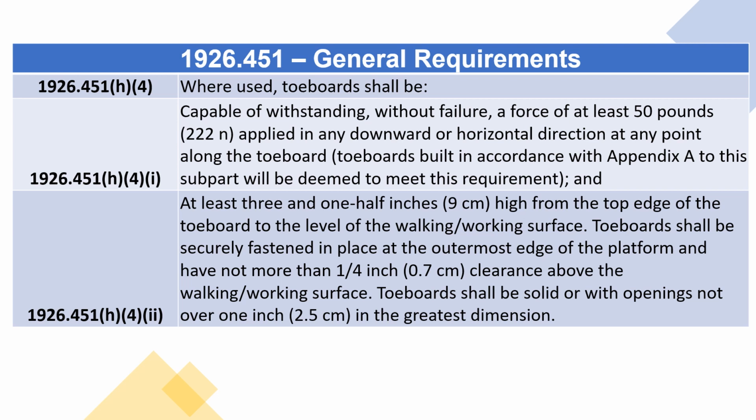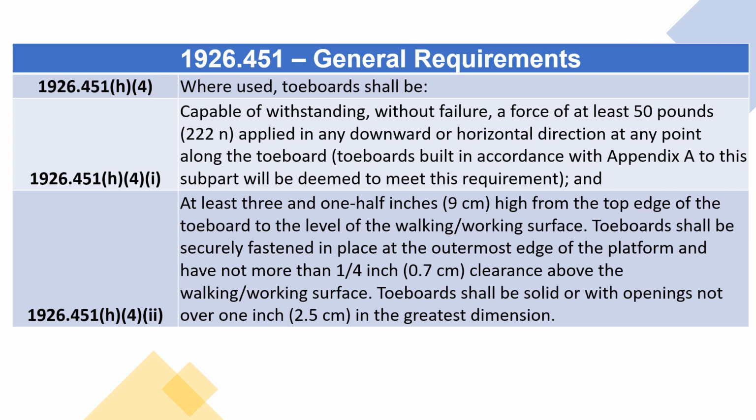1926.451(h)(4) Where used, toe boards shall be 1926.451(h)(4)(i) capable of withstanding, without failure, a force of at least 50 pounds (222 N) applied in any downward or horizontal direction at any point along the toe board. Toe boards built in accordance with Appendix A to this subpart will be deemed to meet this requirement.